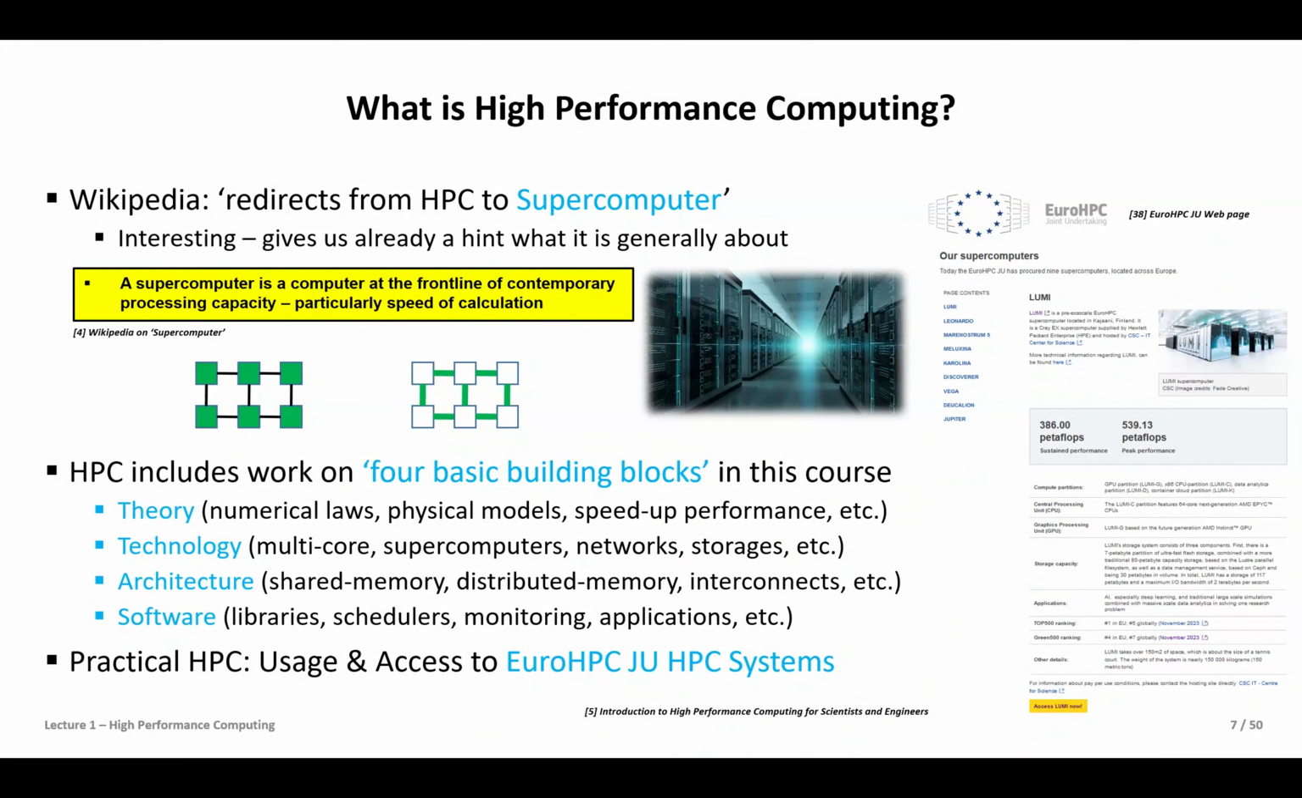Architecture-wise, we have some common, let's say, understandings. Shared memory has limits, but it's extremely fast because, you know, basically you access the memory directly. But distributed memory has to be the modus operandi because you have very large systems.